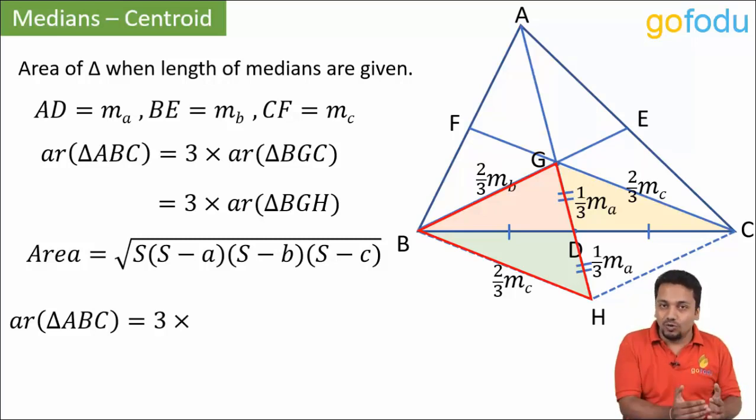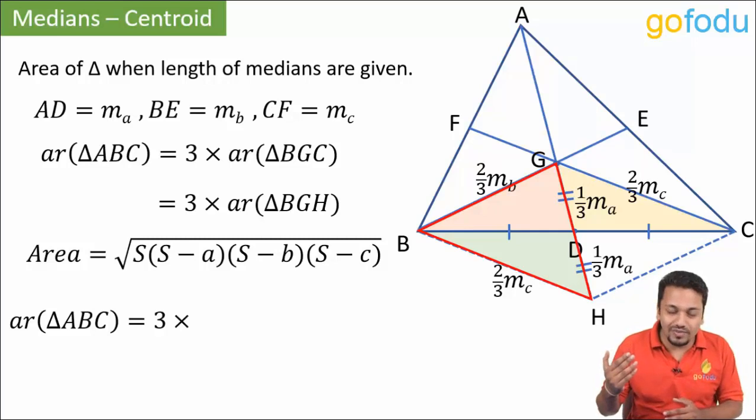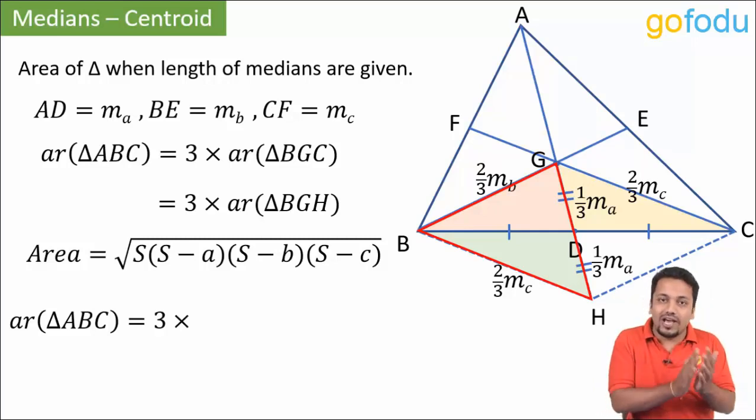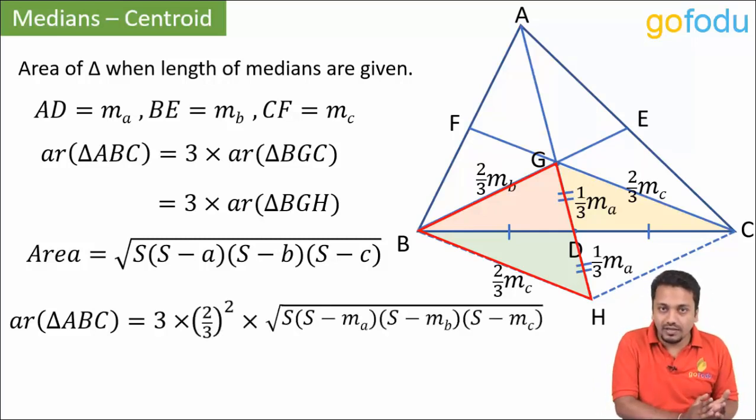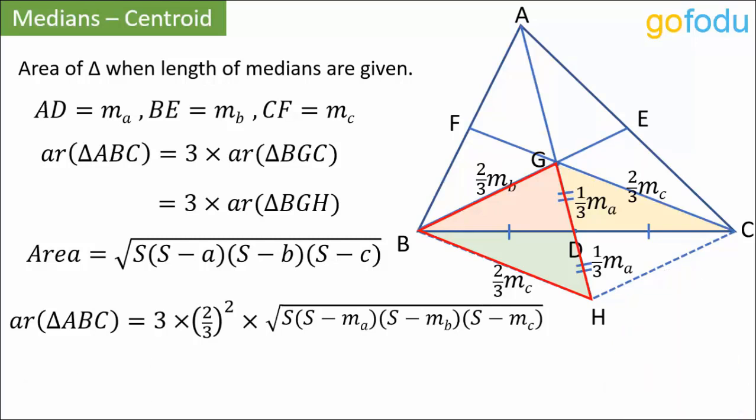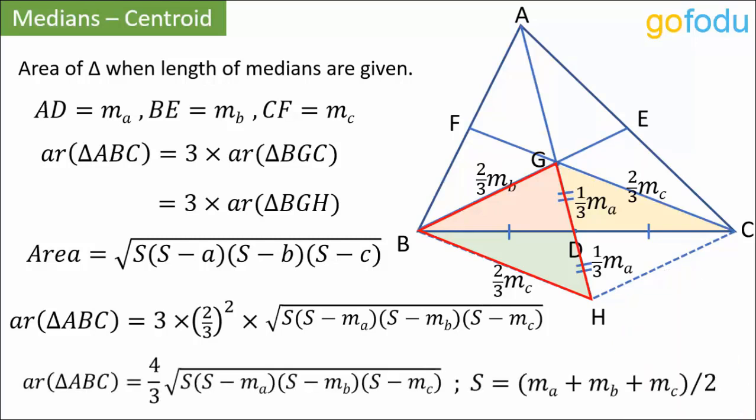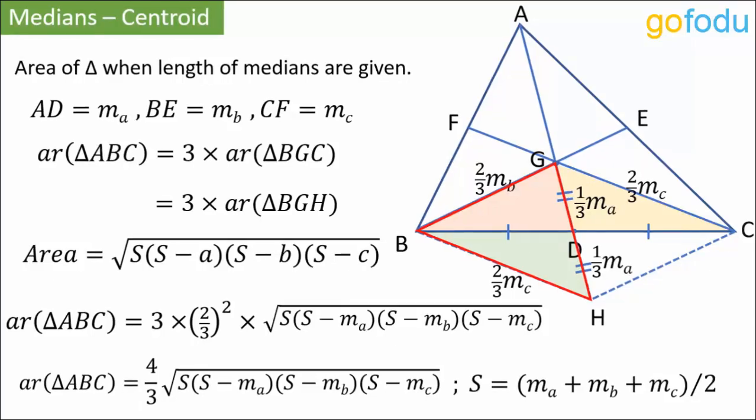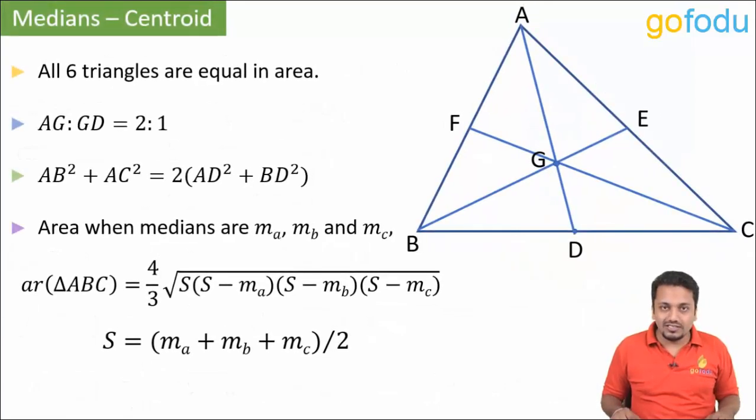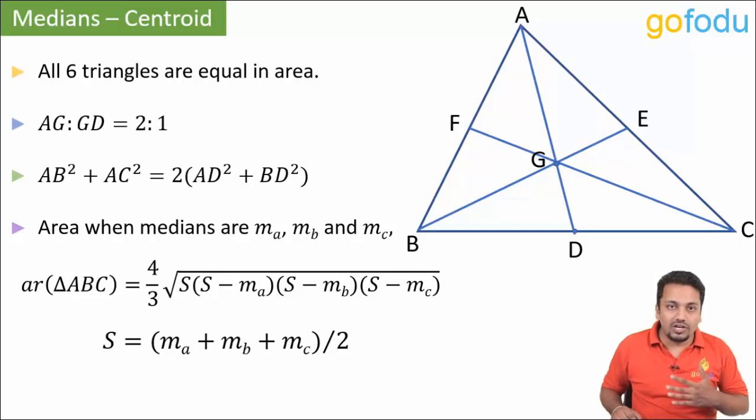2/3 raised to 4, and we have a root sign above. So only 2/3 square will come out common. Okay, 2/3 square will come outside the root sign. And this will be our final answer. A format much easier to remember. Okay, these are all the median related properties. Third one is Apollonius theorem, which we have proved already.